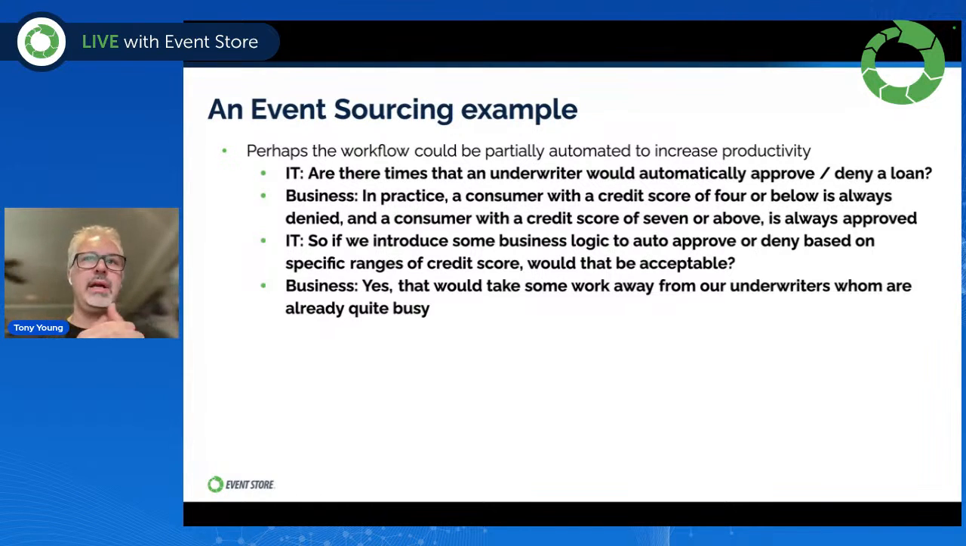Well, this gets the business talking and thinking, right? In practice, a consumer with a credit score of 4 or below is always denied. That's always just too much risk. We don't take that on. A consumer with a higher credit score of 7 or above, well, we generally always approve those. So if we were to introduce some business logic to automatically approve or deny a loan based on that specific range of credit score, would that be acceptable? And of course, the business is going to say anything that can take some work off of our underwriters' plates would be very welcome. They're really quite busy. So, business rule here defined.